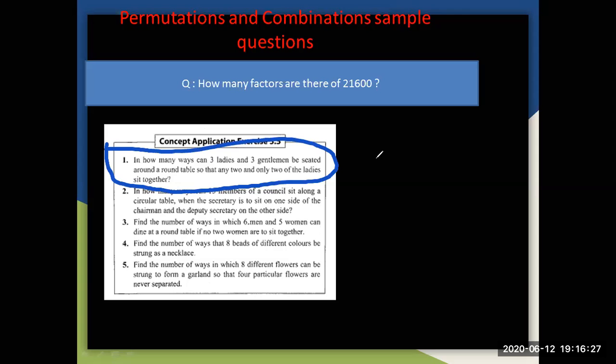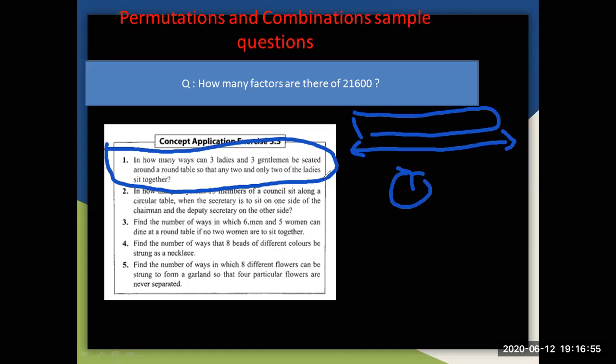A suggestion is that if you are not able to get it with a round table, try to think of it as a line. What if the people concerned were being arranged around a flat table, and then think of bringing it around to a circle. Then you have to consider the boundary condition given, that any two and only two of the ladies sit together.